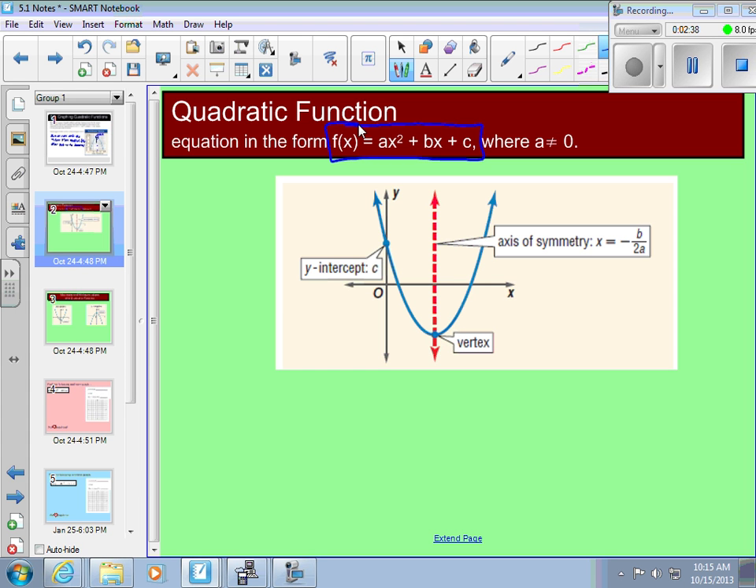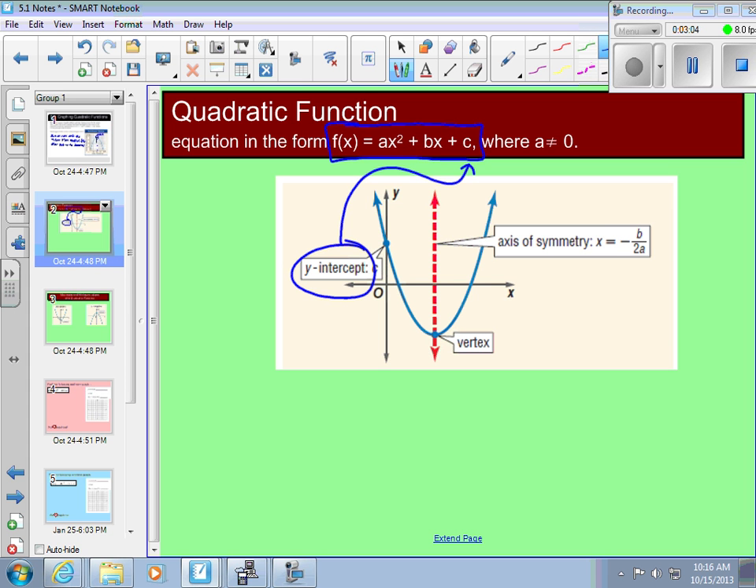Also, to be a quadratic, A cannot be 0. Otherwise, it turns into a linear function that we've talked about before. The C number, the last number at the end here, that's always going to be your y-intercept. Whatever that number is, that's your y-intercept. And the reason being, y-intercepts happen where x equals 0. So if you put 0 in for those x's, you end up with just whatever that C number is. So that's the place where it crosses through the y-axis.